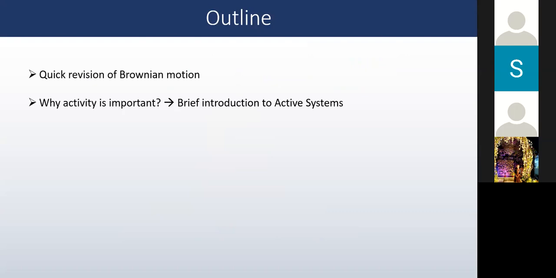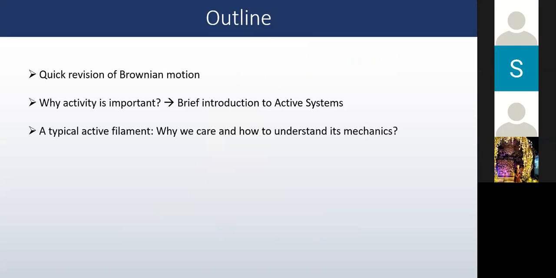So to give you a brief introduction, let me start with the outline of what I'll be talking about today. I'll start with a quick revision of Brownian motion, and then I will tell you why that is not enough and you need activity in systems, giving a brief introduction to active matter in general. And then I will take the case of a typical active filament, which is a rod-like structure, and why we care about it and why we are interested in understanding its mechanics.